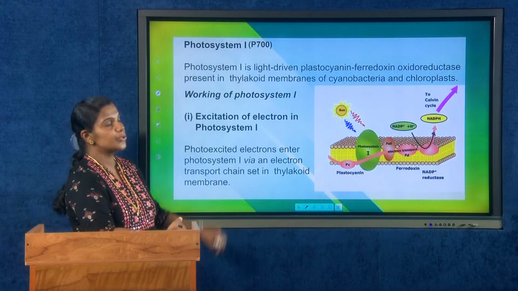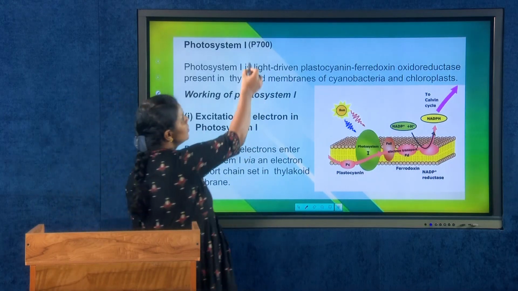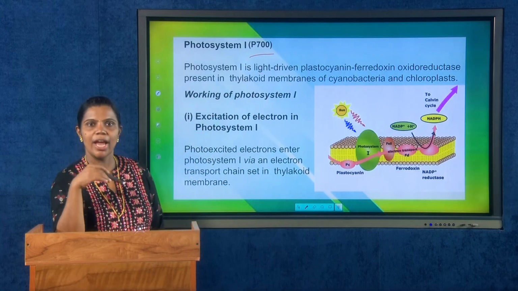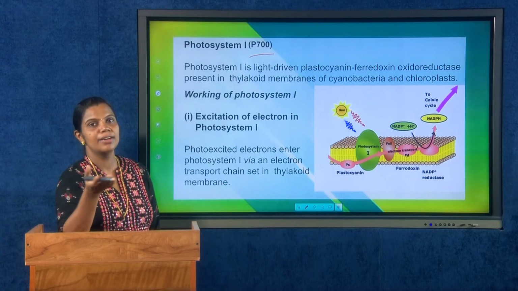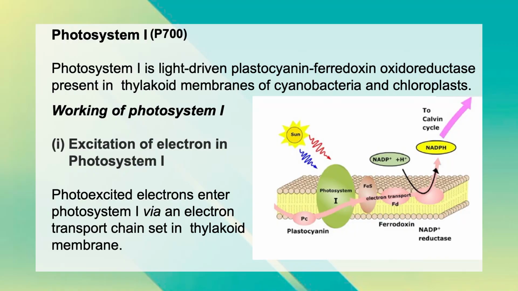Now, we move on to the next photosystem, photosystem I. We also call it P700. Here we have another set of enzymes and electron transport carriers. Some of them will be the same also.